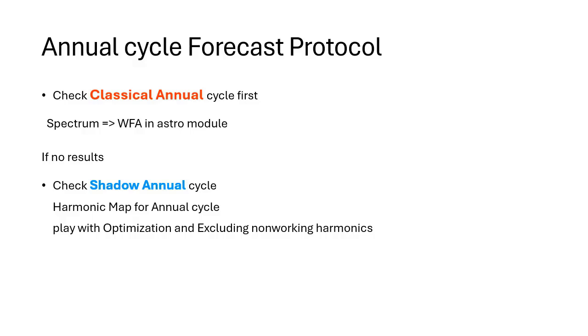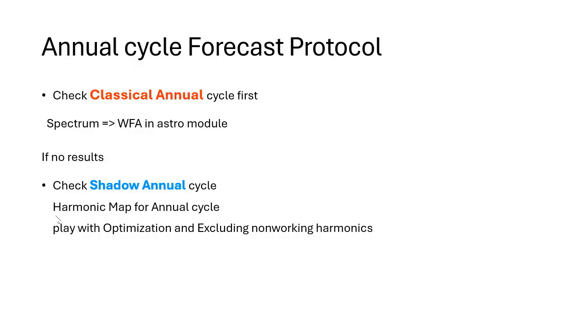So this is the annual cycle forecast protocol. Firstly, we check the classical annual cycle. If the classical annual cycle works, everything is okay and the projection line is ready to use. But if there are no results, we try to find a shadow annual cycle.